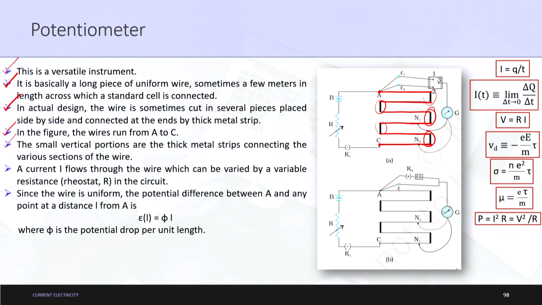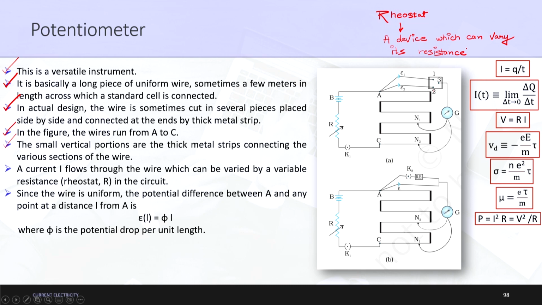A current I flows through the wire which can be varied by a variable resistance. A new word has evolved here, something called a rheostat. So what is a rheostat? A rheostat is nothing but a device which can vary its resistance. So that is called a rheostat. That is only what is written here.